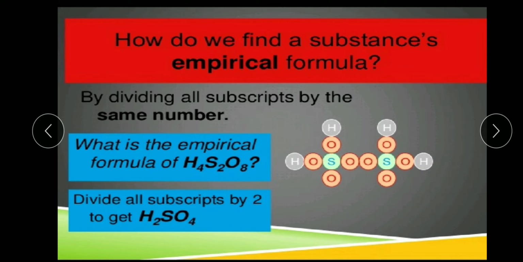How do we find a substance's empirical formula? By dividing all subscripts by the same number. Take the molecular formula H4S2O8. The empirical formula is found by dividing the whole formula by 2. The subscripts are divided by 2 to get H2SO4. It is the empirical formula of the compound. Multiplying it by 2 gives H4S2O8, which is the molecular formula of the compound.